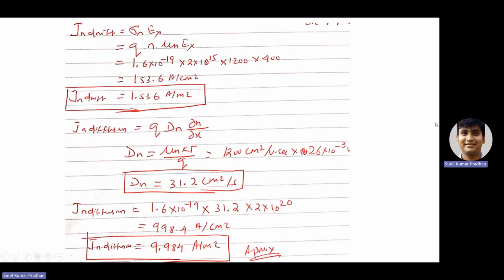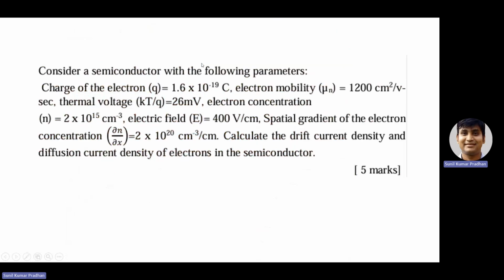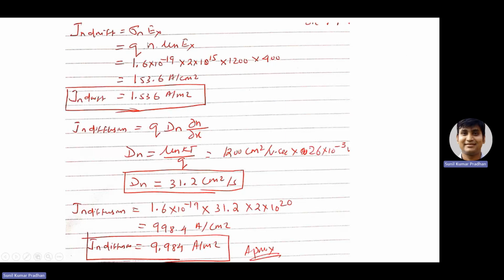Drift current density, as we know, is nothing but your electrical conductivity into electric field. So all the values are given. If you put the values here: charge of electron 1.6 into 10 to the minus 19 coulomb, electron concentration 2 into 10 to the 15, then mobility of electron 1200 and electric field 400. So finally, this drift current density is 153.6 ampere per centimeter square if you take the CGS unit. If it is SI unit, it is 1.536 ampere per meter square.